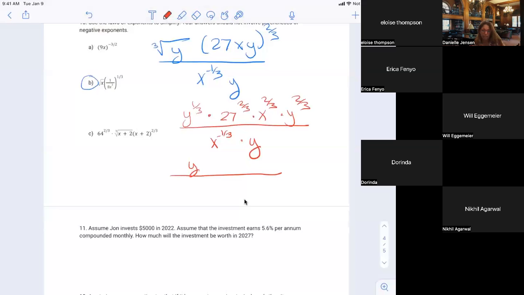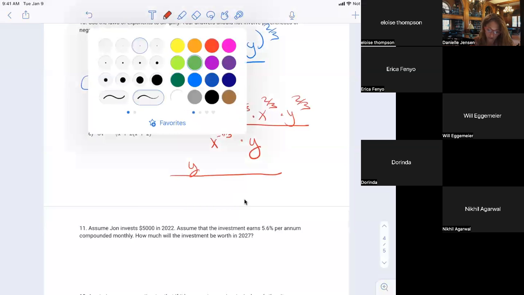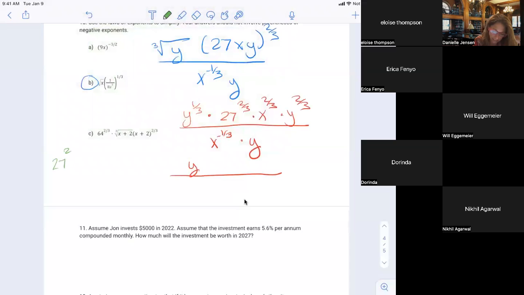What does 27 to the 2/3 mean? So let's go to the side here and do 27 to the 2/3. What exactly does that mean? What does the denominator of a fraction mean? Fractional exponent. The root. Yeah, so you're going to do the cube root of 27. I always try to do the root first because it will make numbers smaller. And then you're going to square it. So what's the cube root of 27? 3. And 3 squared is 9.